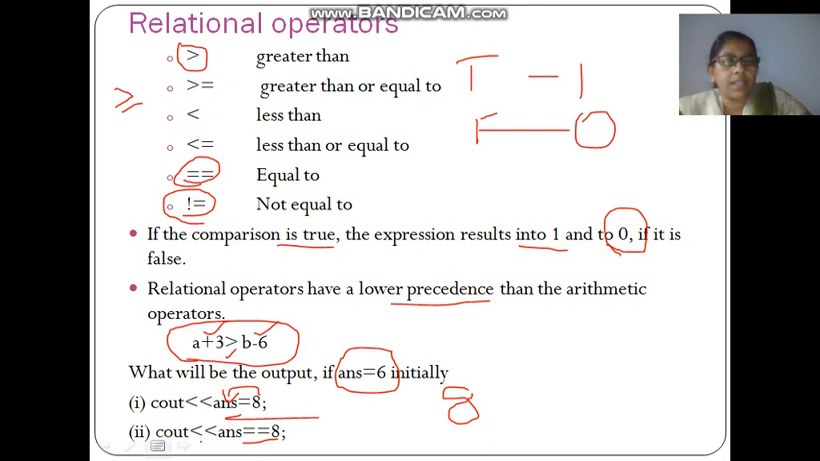Then when we look at cout ans == 8, it compares the left hand side with the right hand side. ans has the value 6, and it compares whether 6 is equal to 8. So definitely it is not. Since it is false, it gives 0. So the answer for the second one is 0. That is what happens in the case of relational operators.